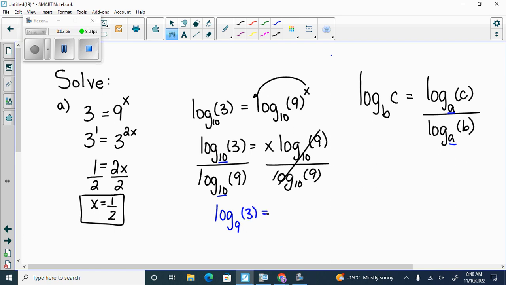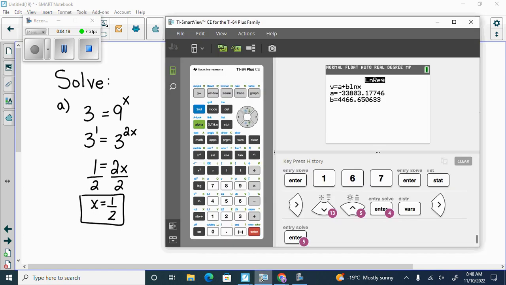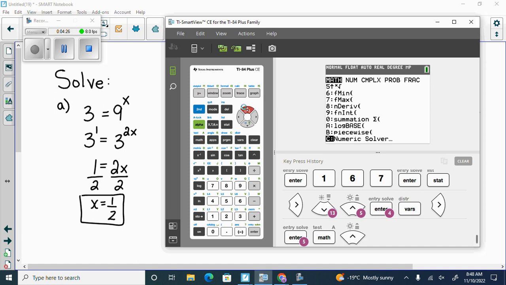Now, if you have anything above a TI-83, any of the ones where the exponent actually pops up, you have a button that you can type it in like this. So I'm going to show you how to do that. If you have the TI-83s, you have to divide them separately every single time. So if you have the TI-84s or anything where the exponent pops up, you just go math and then arrow up, and then there's a log base button, an A.